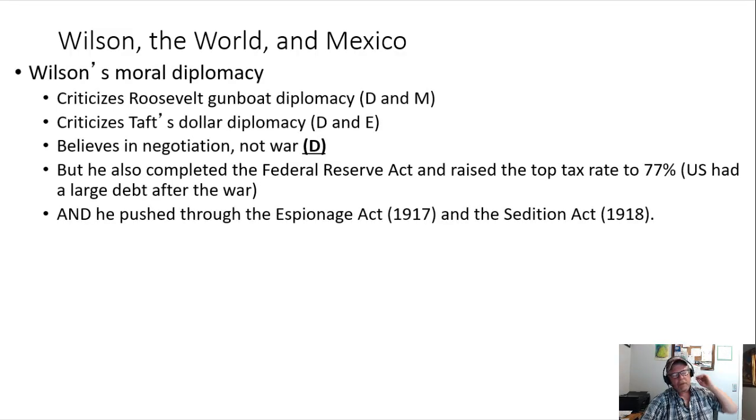As Wilson comes into office, there's kind of a change, not only in the party in charge. Now we have a Democratic president in the White House. But he's a critic of Roosevelt. Roosevelt using kind of that gunboat diplomacy idea. We'll use diplomacy, but we'll back it up with the M and dime, the military side.